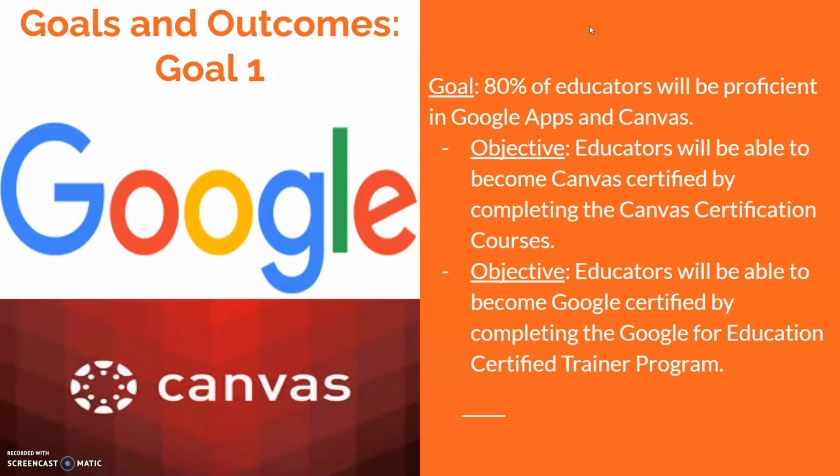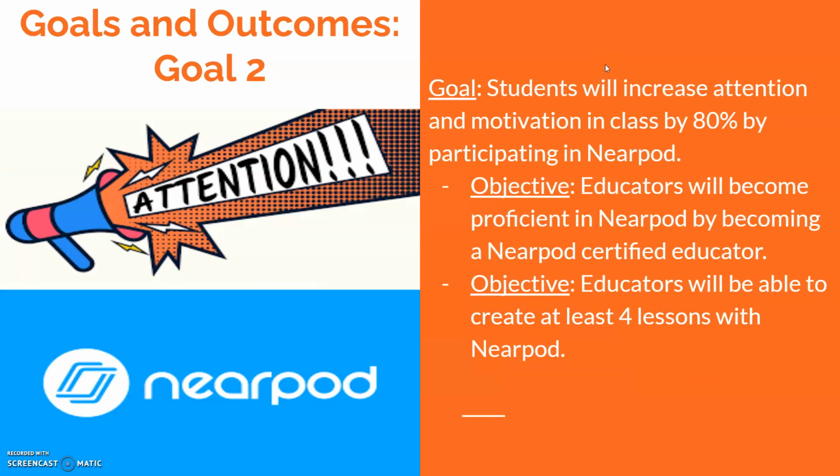We put together two goals. The first being that 80% of educators will be proficient in Google Apps and Canvas. These are the most basic and most needed applications in the classroom. Our teachers need to know how to implement these, not only in the most basic way, but in creative, proficient ways as well. Our second goal was to increase attention and motivation by 80% by using Nearpod. So educators would not only learn how to use Nearpod, but would be able to create lessons using it. And we'd be able to gather data by the exit cards and the activities within these lessons.